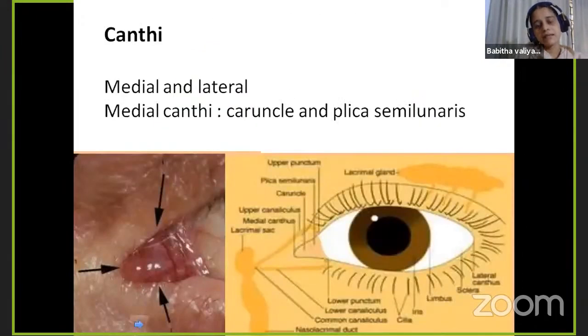The canthi are the areas of the junction between the upper and lower lid. They join at an angle of 60 degrees with each other. The lateral canthus is in contact with the eyeball, whereas the medial canthus is separated from the eyeball by the plica semilunaris and the caruncle.